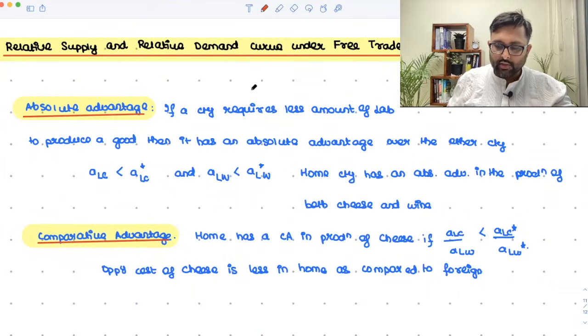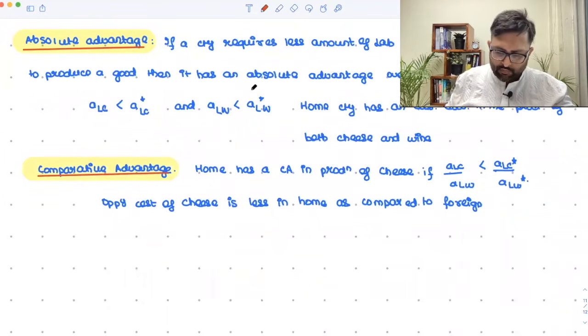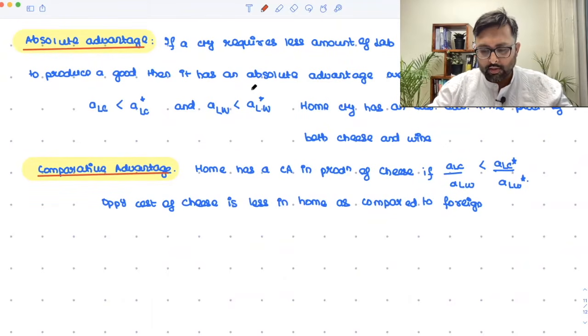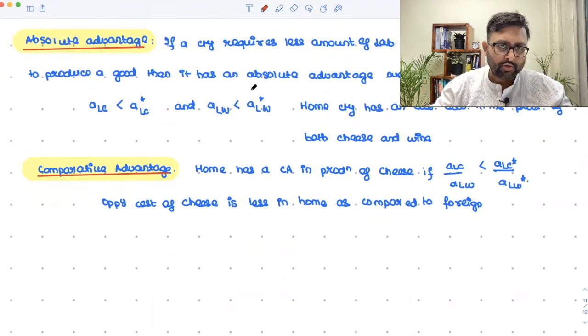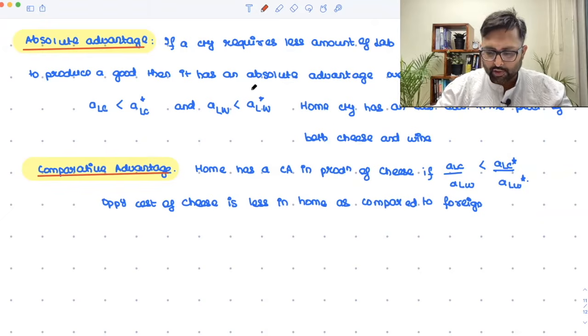We have already seen the case of the relative supply and the relative demand curves in the autarky equilibrium. We know that since there is perfect competition in the labor market, the wages would be equal to the value of the marginal product. So PC is equal to WC into ALC, or you can also write that a firm will be employing labor up to the point where the wages are equal to the value of the marginal product, right?